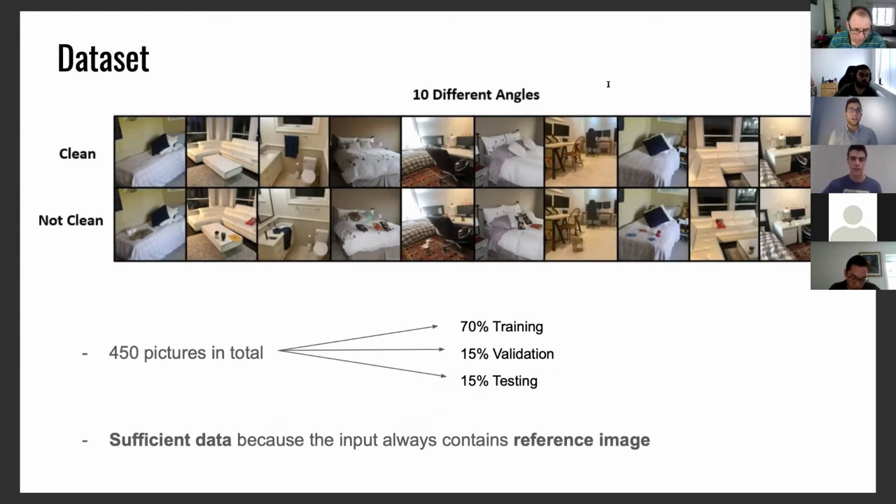So we started gathering data in two different levels, clean and not clean. We took a picture of a clean room and then manually added some garbage in the room and took different pictures. In total, 10 different angles and 450 pictures, which you can see in the data split. But we thought it wasn't sufficient data, because we always put the clean reference of the room along with the non-clean one and then put it to the neural net.